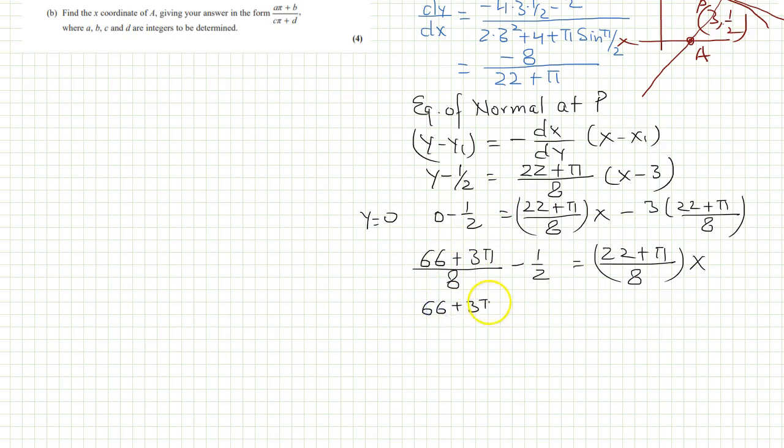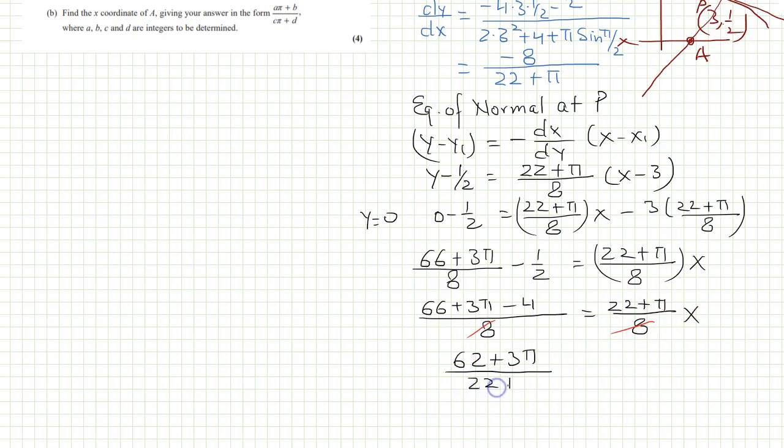66 plus 3 pi minus 4 is equal to 22 plus pi over 8 x. 8 and 8 cancel. So 66 minus 4 is 62 plus 3 pi over 22 plus pi is equal to x. So x will be 3 pi plus 62 over pi plus 22. So this is the value of x.